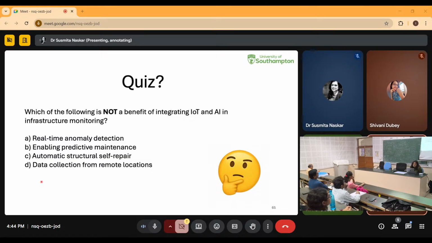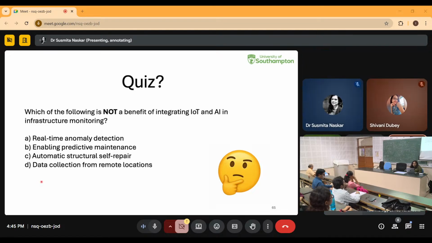Which one of the following is not a benefit of integrating IoT and AI when we think about infrastructure monitoring? C? Why not A or D? Yeah, right. So C is the correct answer, because self-repair is definitely not possible.